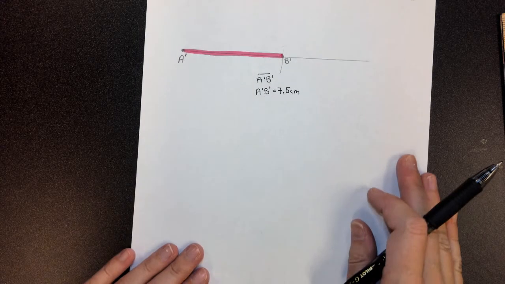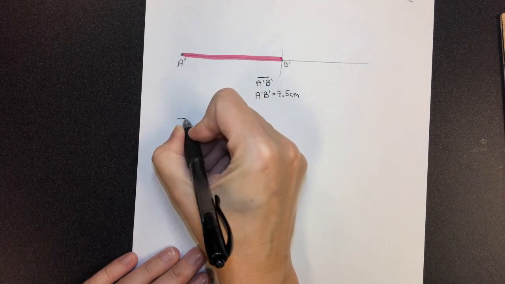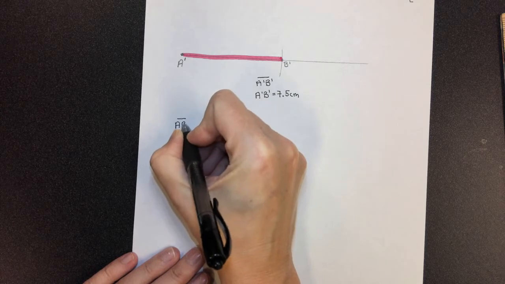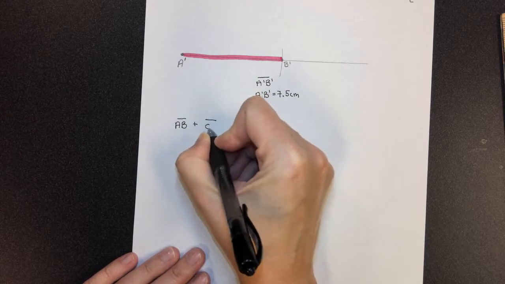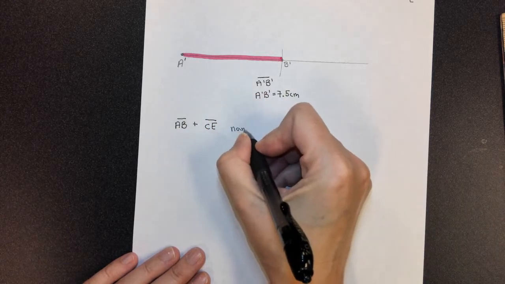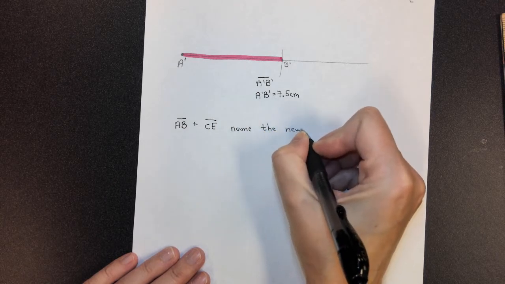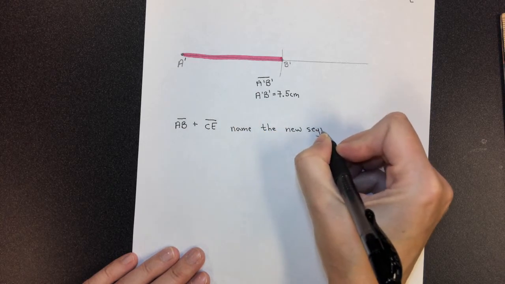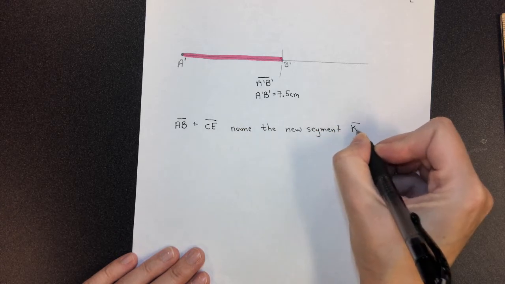Let's do some addition this time. Let's take segment AB and add it to segment CE. And we're going to name the new segment KJ.